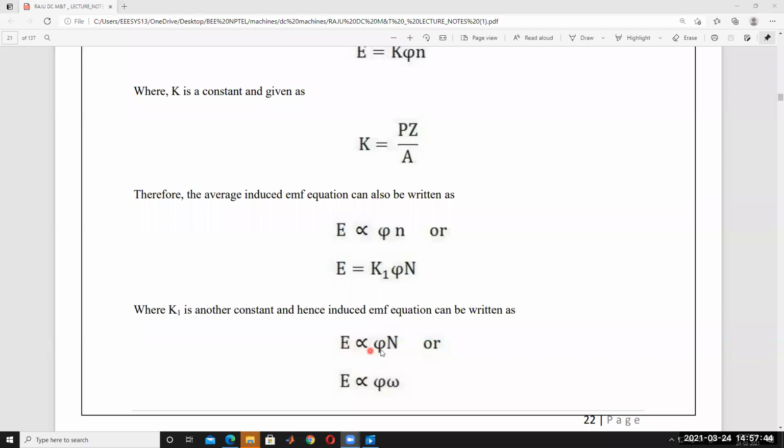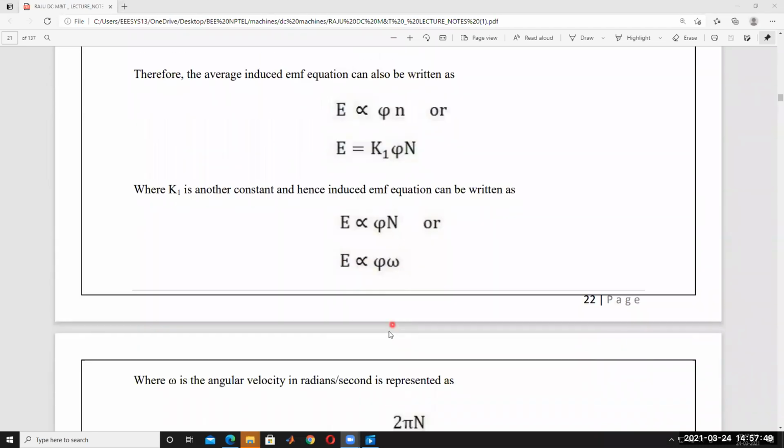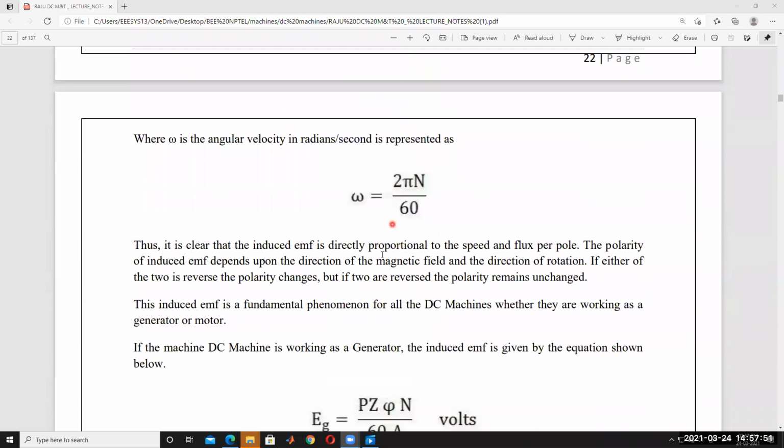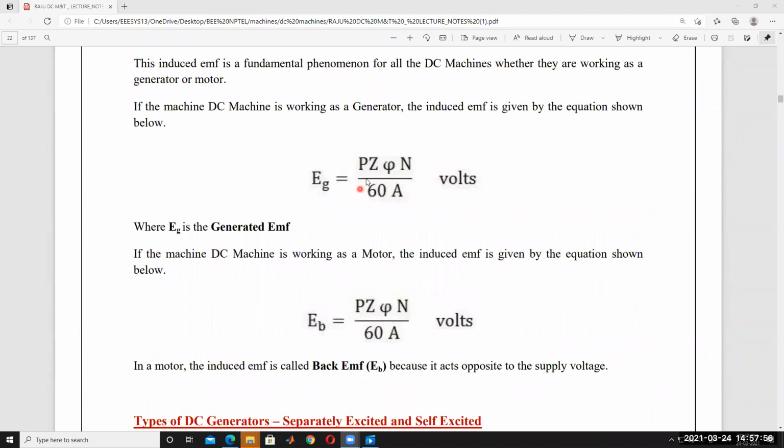So that's why E is equal to flux into N, and is proportional to flux into omega. Omega is equal to 2 pi N by 60, as you know well. So like this, the generated EMF, called EG, is equal to P into Z into pi into N by 60 into A. This is for a generator, where EG is called the generator EMF.